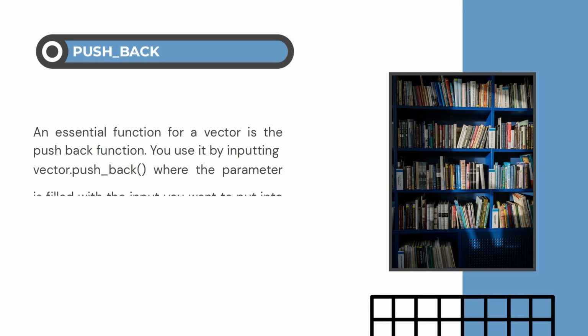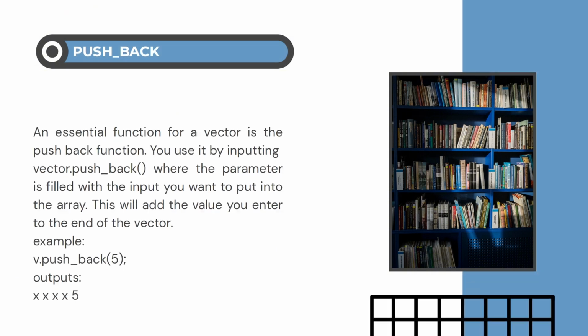And here next up are some functions you can use. So here's the pushback function. It's an essential function for a vector because this is how you input values into a vector. And here you can see that when you use the v.pushback 5, then if you were to output that vector, you would get a 5 at the end of the vector.